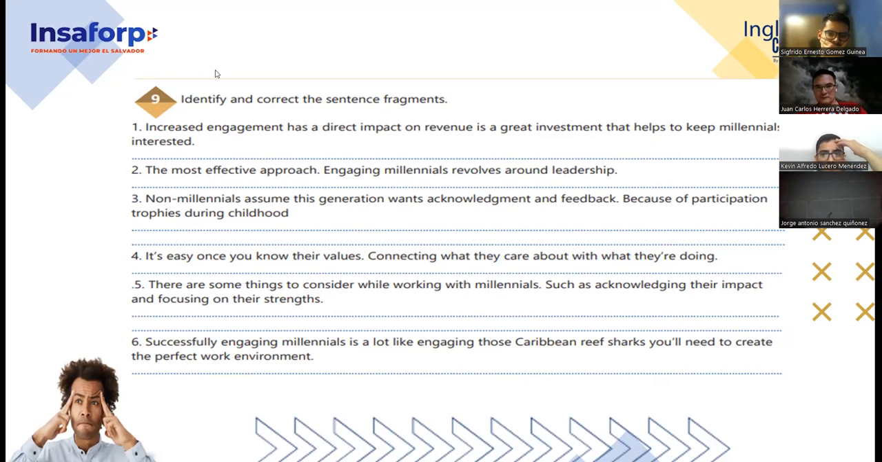So we can see that. I think we could say there are some things to consider while working with millennials. Okay, this sentence is good. But then there is a period. And then the other sentence cannot start with "such as", because "such as" is an adverb. So we need to connect this first incomplete sentence with the next one in order to have a clear idea. So instead of a period after millennials, what do you suggest that we can add? For example, if we say such as acknowledging their impact and focusing on their strengths. So instead of a period, what can we add?